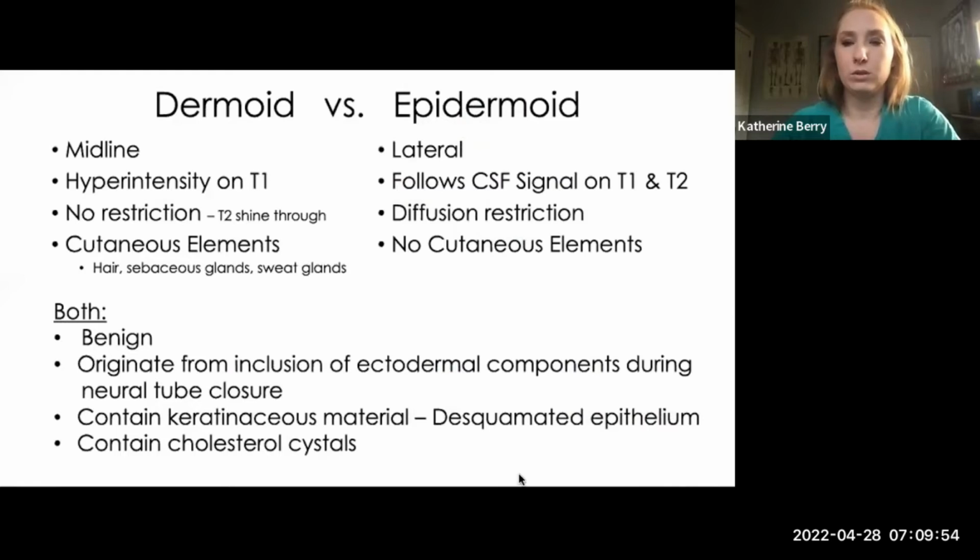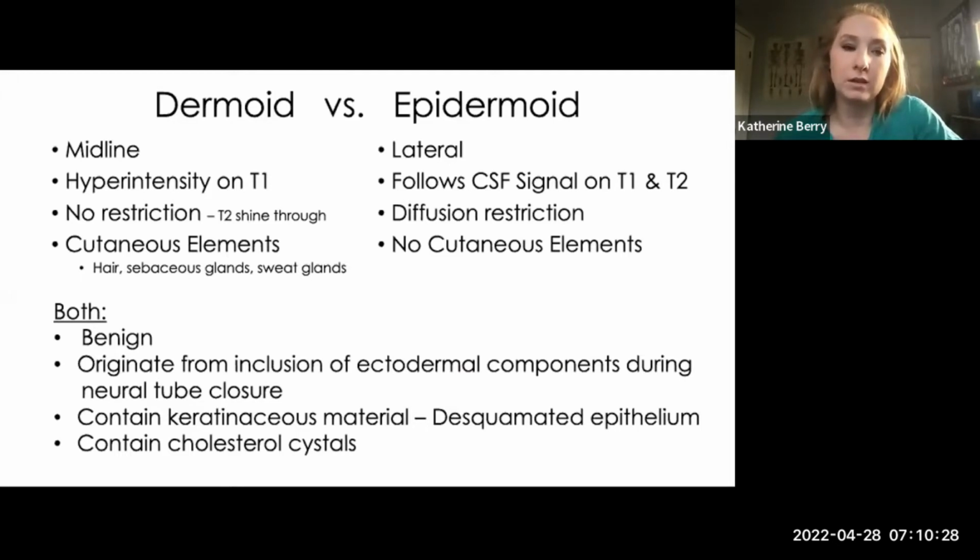So I just wanted to review for the residents the characteristics of dermoid and epidermoid, as Dr. Goltekin started to allude to the histopathologic changes that they see. But dermoids are typically at the midline. They have hyperintensity on T1. They don't have diffusion restriction, though they are bright on DWI. But when you look at ADC, they do not restrict, meaning the signal does not drop out, and it's T2 shine through. So it's not actual restriction at all.